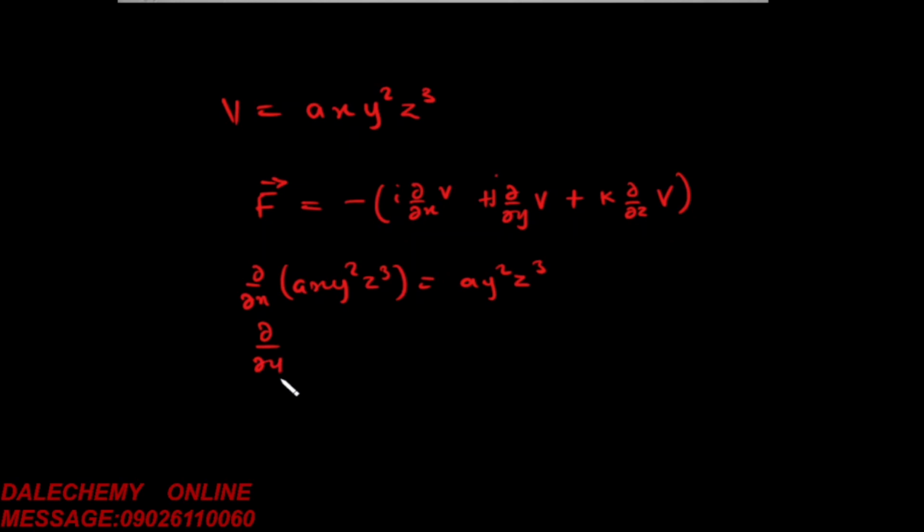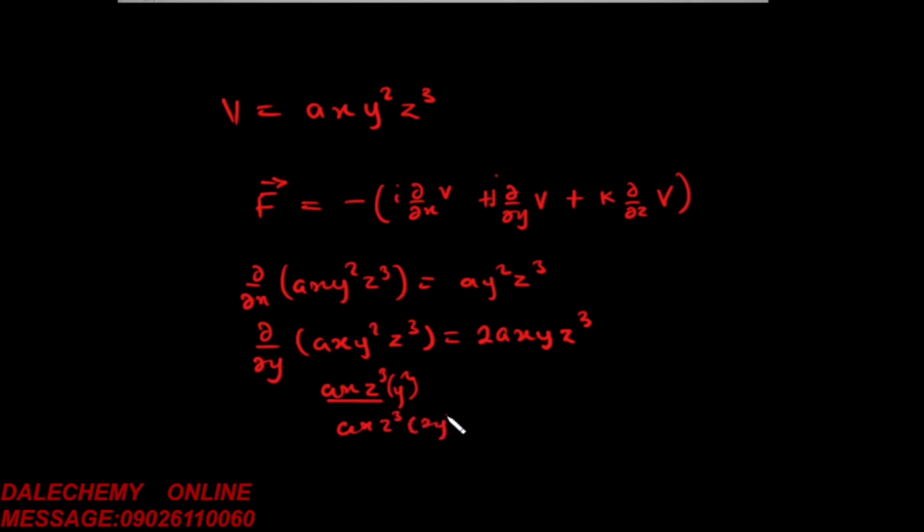d/dy, with respect to y in this case, so that's going to be 2 a x y z cubed. Because when you differentiate this, it's like a x z cubed times y squared, and then this one will be treated as constant. We have a x z cubed times 2y. That's the differentiation of that. So you now have 2, and you arrange like that. So that's how you go about that.